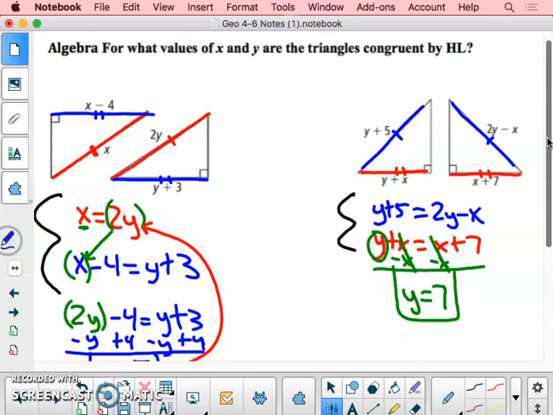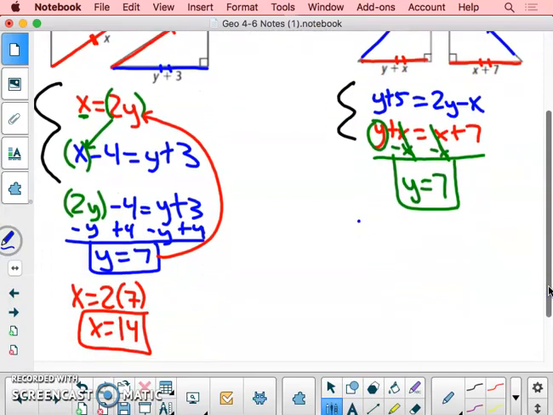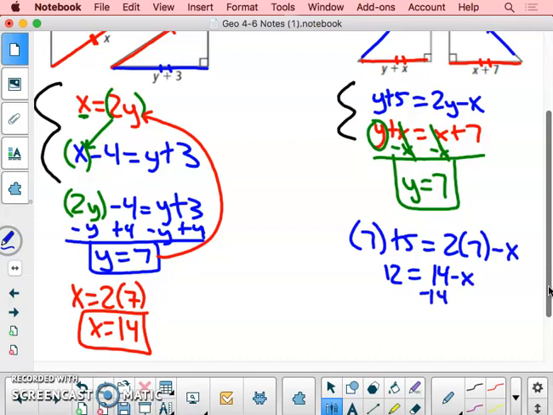Then I can take that y being 7 and I can plug it into that top blue equation. So instead of y, I'm going to write 7 plus 5 equals 2 times 7 minus x, and I'm looking for x this time. So on this side, I have a 12. 2 times 7 giving me 14. If I subtract both sides by 14, I end up with negative 2. But that's equal to negative x, which means if I divide both sides by negative 1, I know that 2 will be my x value.